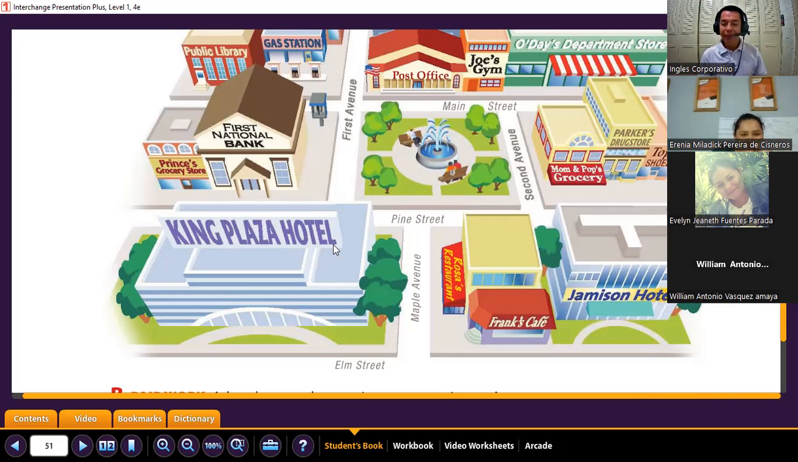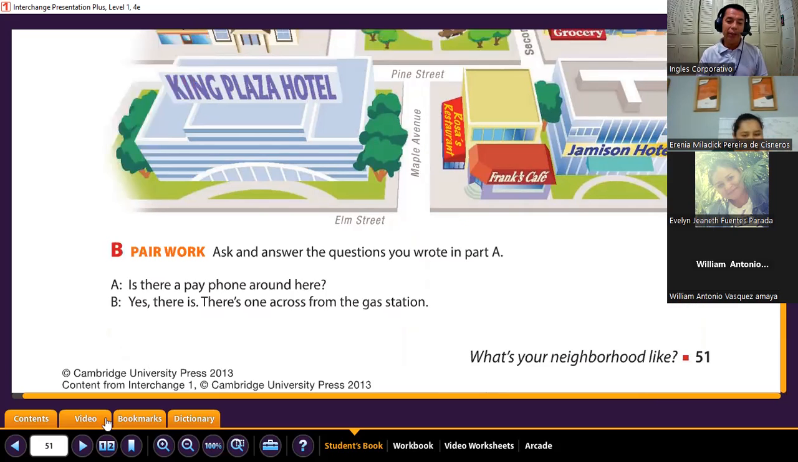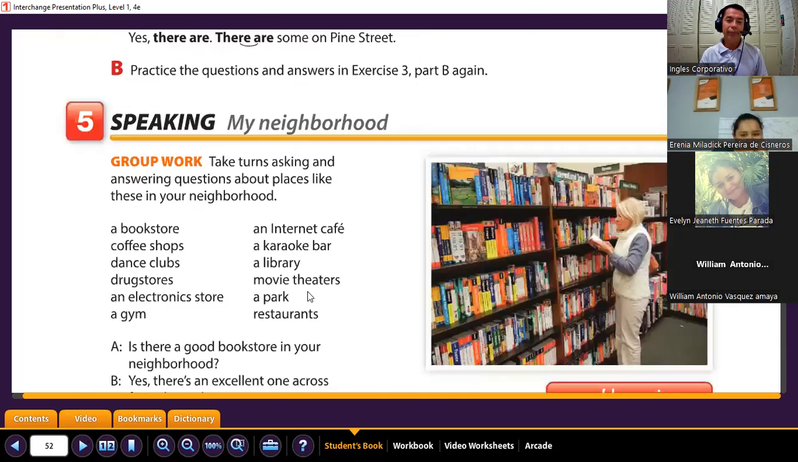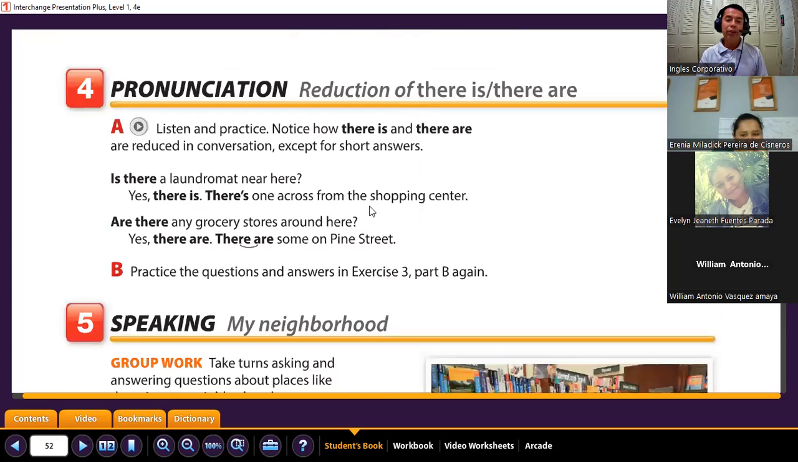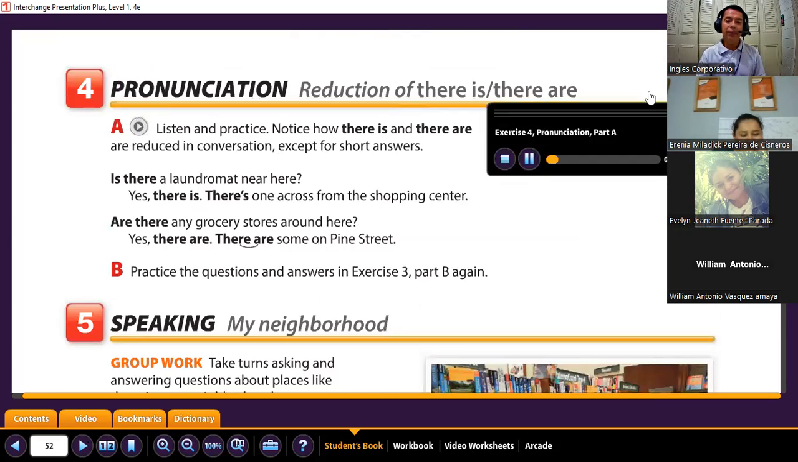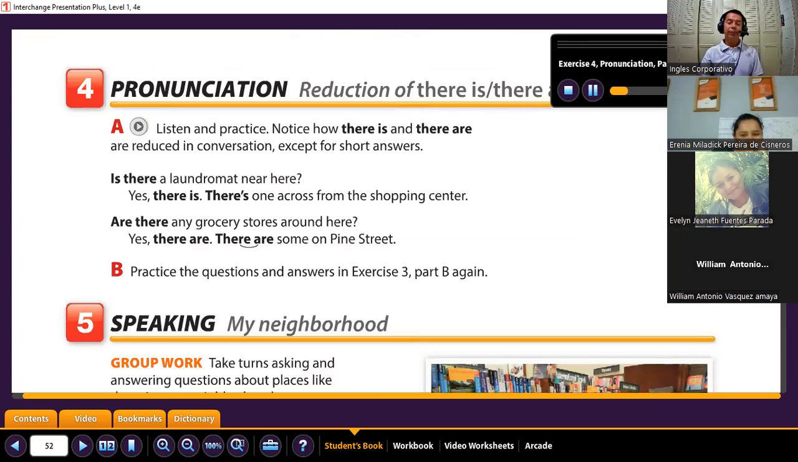Okay. Very good. This exercise was complicated, but good. Right now, we're going to make another exercise. Right. Reduction of there is and there are. Listen, please. Page 52, Exercise 4, Pronunciation. Reduction of there is, there are. Part A. Listen and practice.